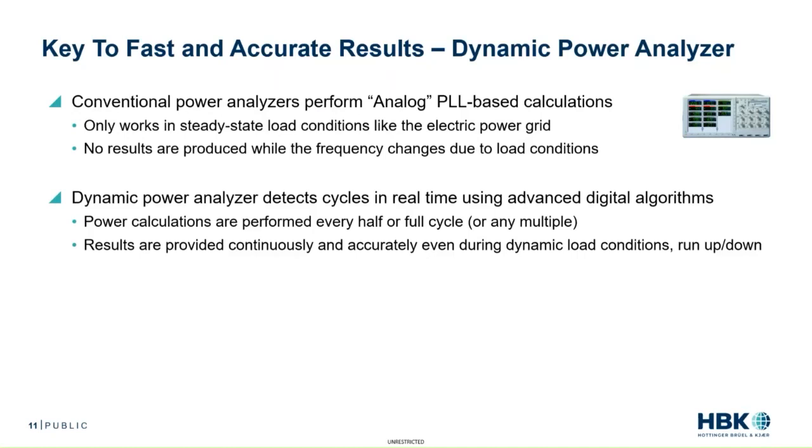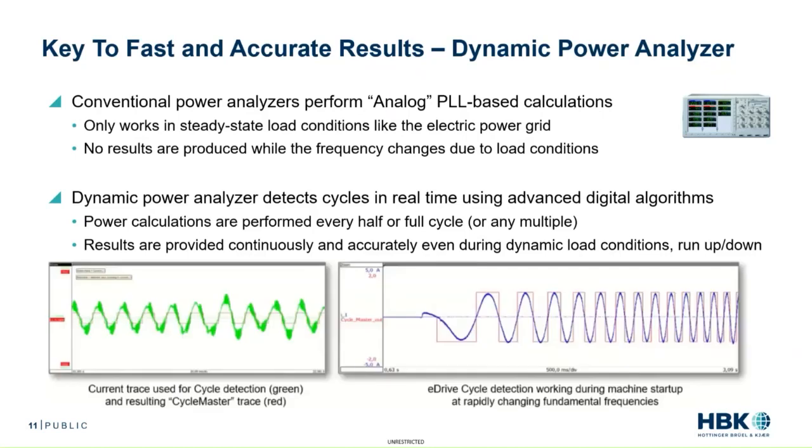And so during those conditions, results can be provided continuously and accurately. And we have a couple of diagrams showing this. So showing that here, we see a current trace on the left, which is in green. And that's used for, let's say, the cycle detection. Maybe that's a noisy current waveform on one of the phases coming out of the inverter.